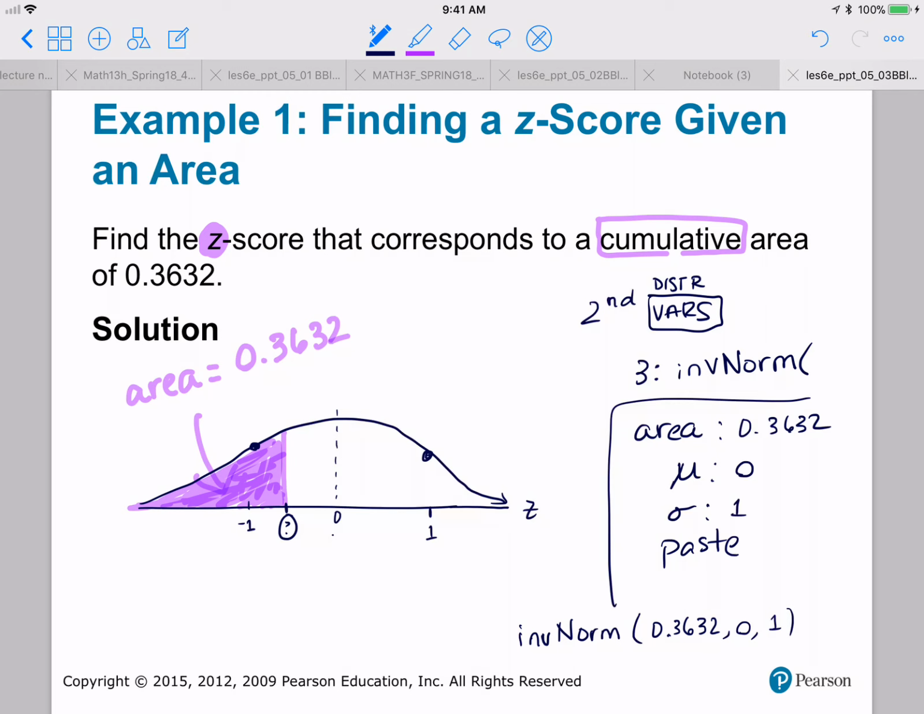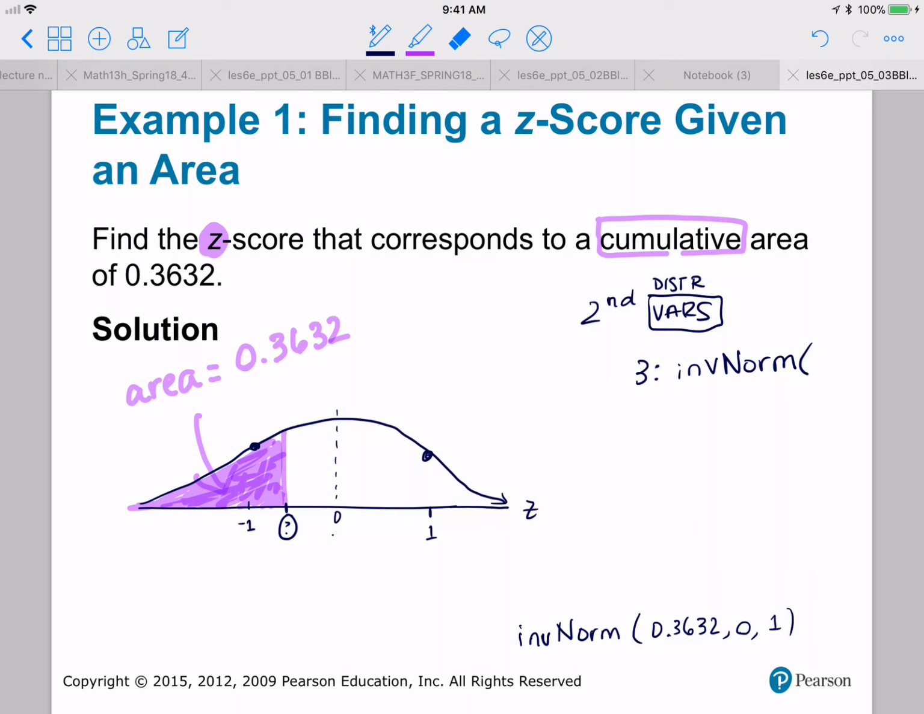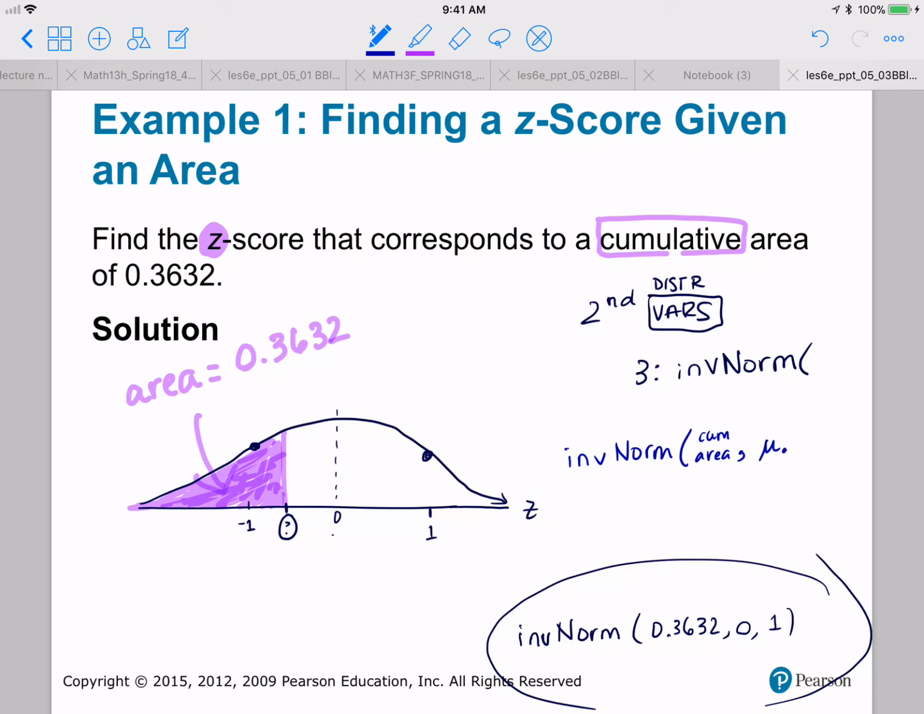If you have a very old TI-84, then when you click 3 inverse norm, you won't get this menu. Instead, you'll just have to press in 0.3632, then comma 0, and then comma 1. So the syntax is inverse norm, and then you put your cumulative area, then your mean, and then your standard deviation. Okay.